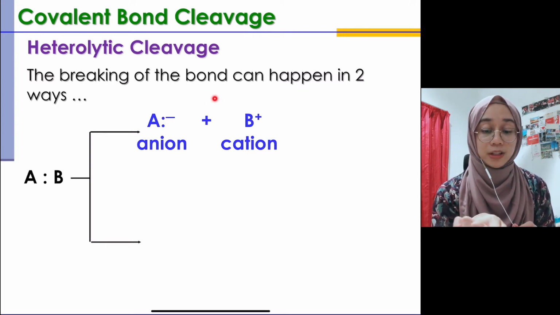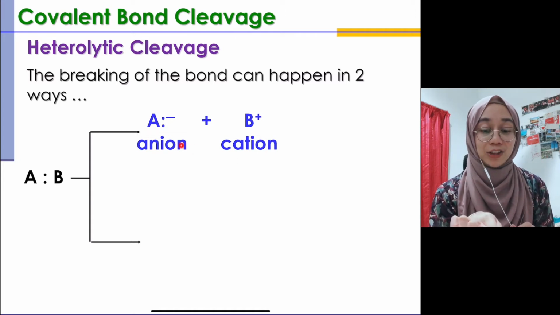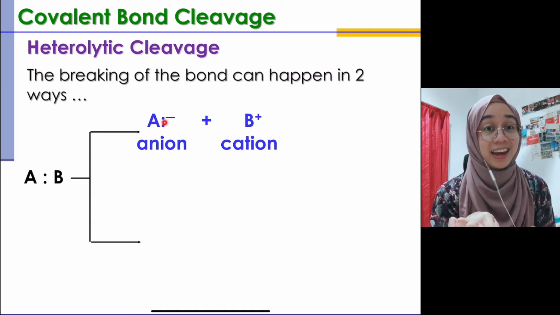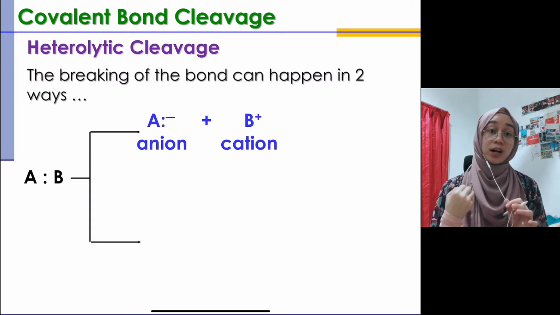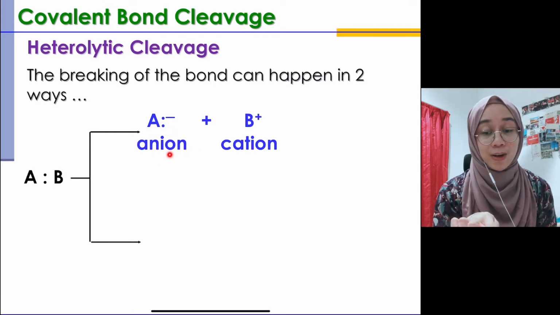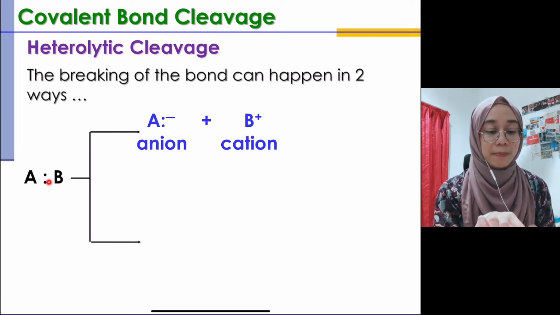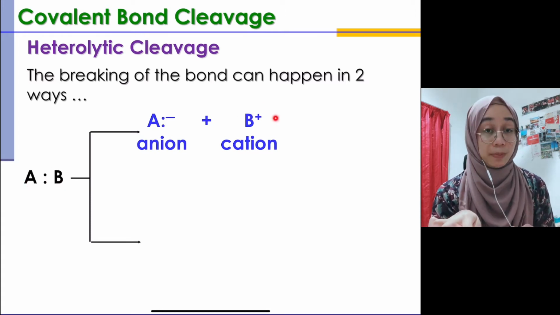Sebenarnya kalau kamu tengok structure A dengan B ni pun, you can see elektron pergi ke sebelah mana. Elektron pergi dekat sebelah A. Okay, so bila A menerima, kalau terima ion meaning dia akan jadi negatively charged. So that's why dia jadi anion. B pula bermaksud dia memberi elektron, dia ni pergi kepada A, that's why dia jadi positive.